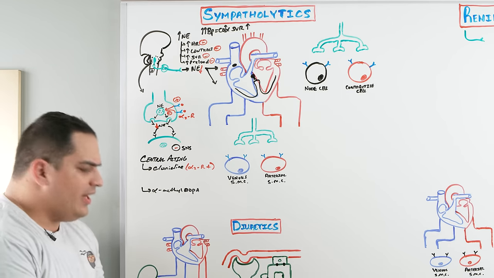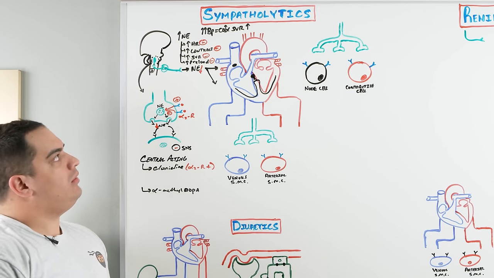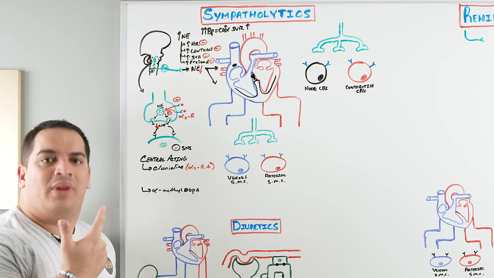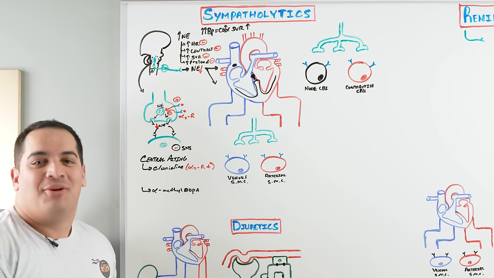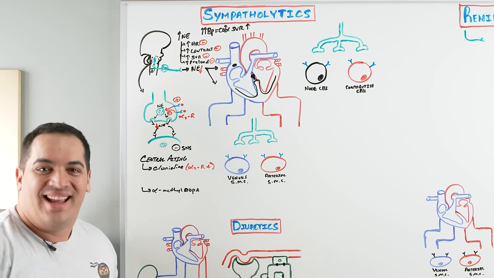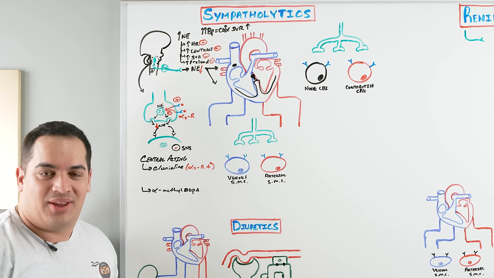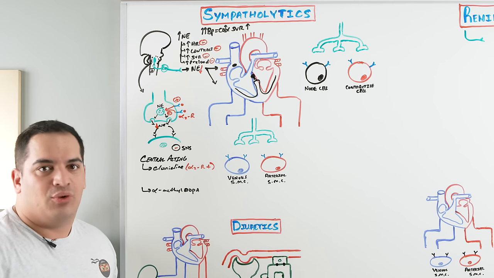Now, clonidine is, believe it or not, even though you would think, holy son of a gun, it does so many things, this has to be like a first-line agent. Believe it or not, it's not a first-line agent. It's not commonly utilized, to be honest with you. It's more of like a third-line agent if you really need it.